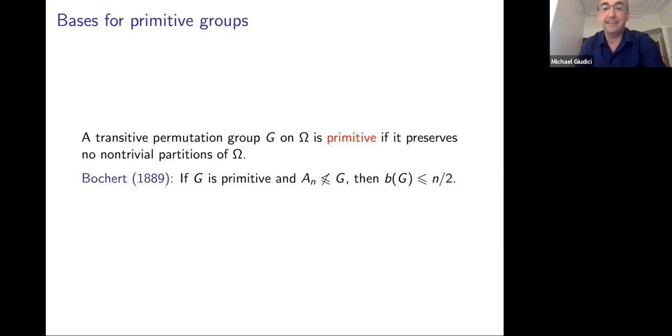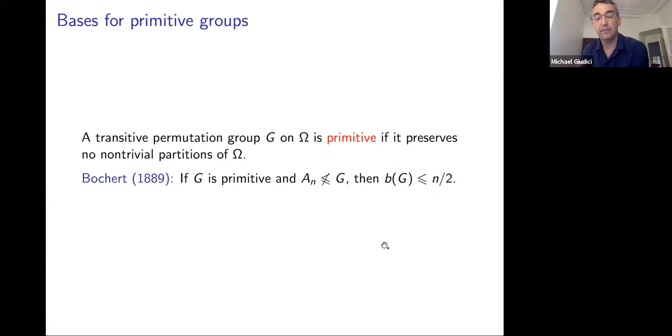Now, I suppose if you're a very alert person, you may want to know how could Bochert have done this in the 1880s when bases were only introduced by Sims in the 60s. Well, yes, he didn't have the term base. He was more interested in calculating a bound on the order of a primitive group, but the arguments that he was giving were essentially constructing a base. And so from his argument, you see that there's a base of size at most n over 2.